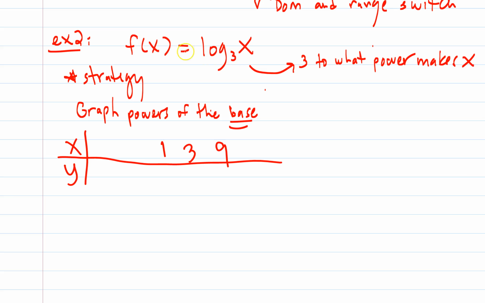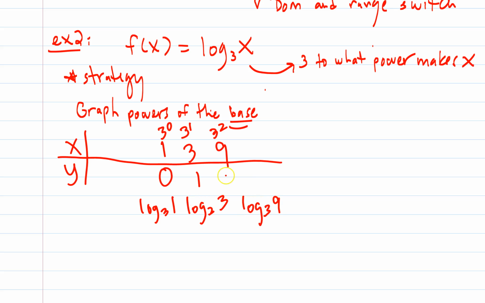Because I want to go 3 to what power makes 1. That's easy. 3 to what power makes 3. 3 to what power makes 5. That sucks. But if I do powers of the base, if I do 3 to the 0, 3 to the first, 3 to the second, well then, 3 to what power makes 1? 3 to what power makes 3? 3 to what power makes 9? The y ends up just being what the power is, what the exponent is.